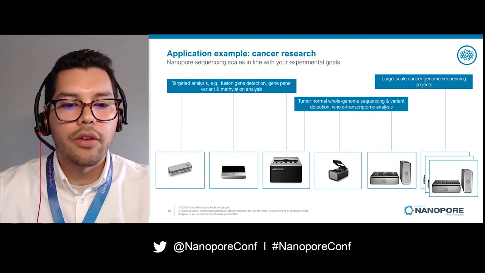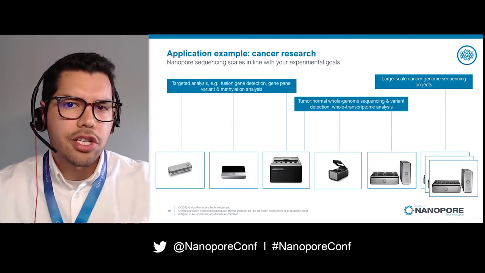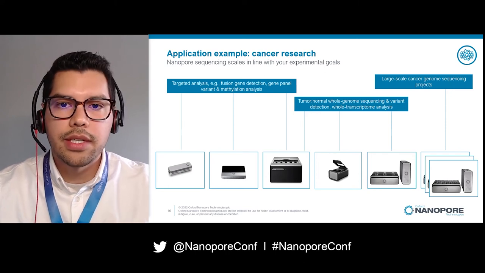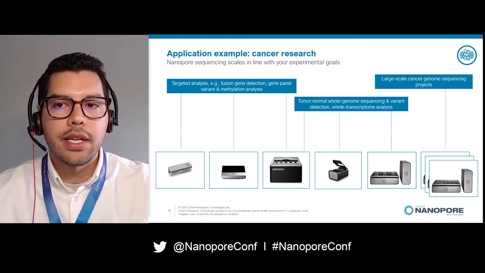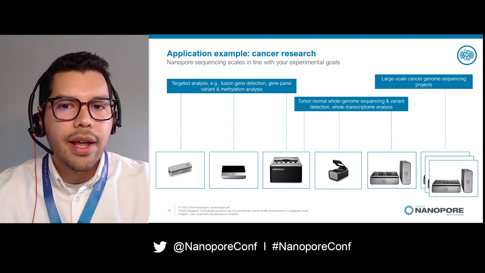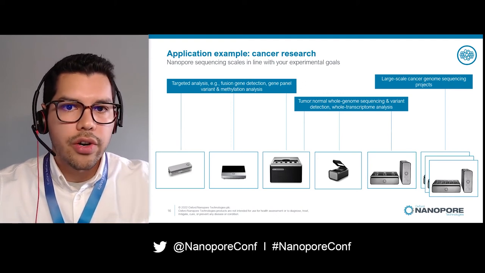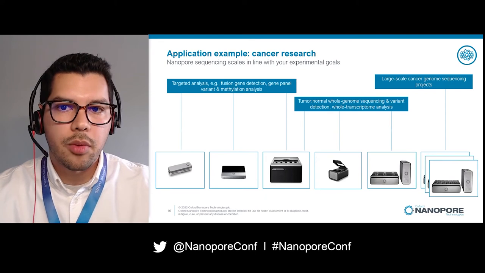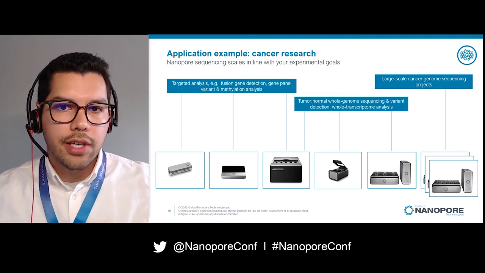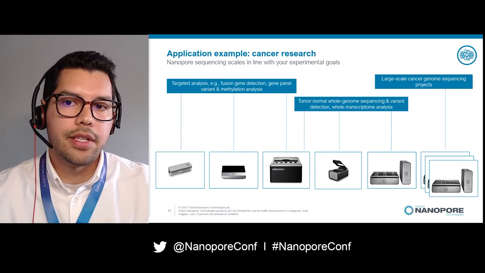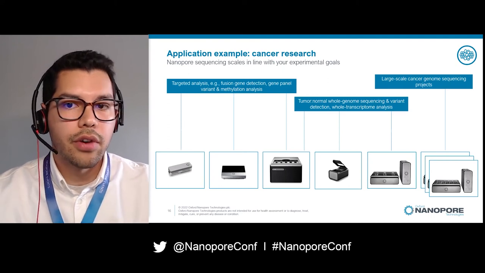So to look at a few other example areas, in selecting the right device for you, we do need to look further than the broad application area and focus on your specific experimental needs. So for example, if you're a cancer researcher, you might be interested in looking at variants in select genes, to give one example. And so the MinION and GridION options would be very well suited for this. While if you're interested in whole genome or whole transcriptome experiments, you can utilize the PromethION flow cells either on the P2 device or the P24. And if you have very large scale cancer genome sequencing projects, this may require the full capacity of the P48 device, or even multiple P48 devices running concurrently.